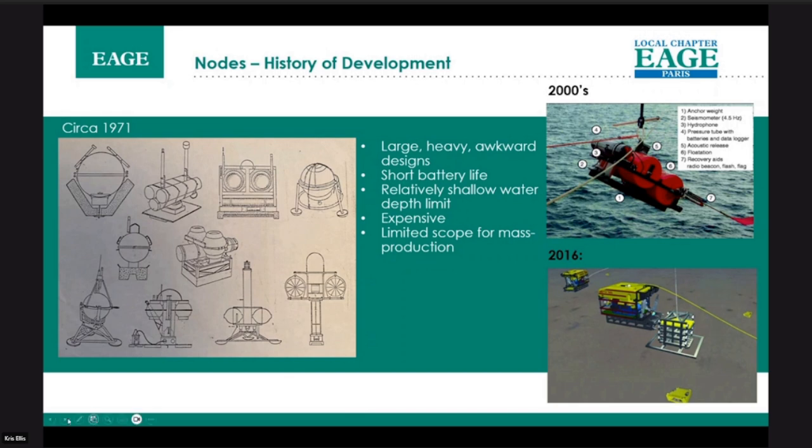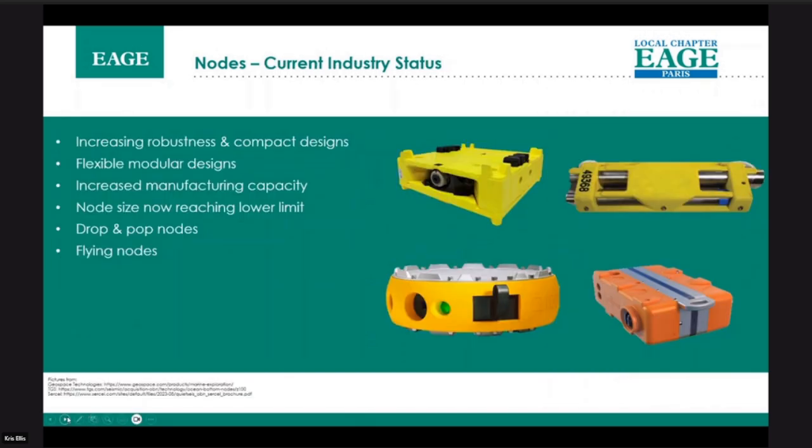So moving on, where are we now? We've got increased robustness and compact designs. I mean, these things are getting tiny now. I've seen the new designs of nodes, and they're about the size of a lunchbox. We are approaching the minimum size, however, which I'll touch on shortly.